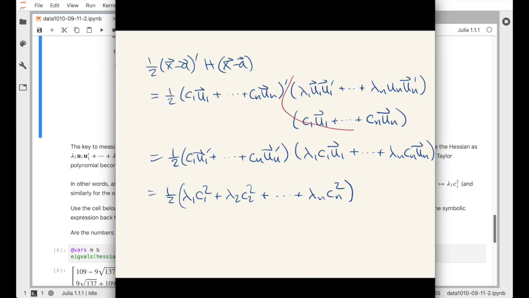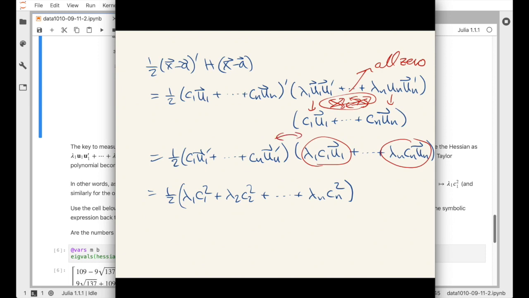When we multiply out this part, what's going to happen is that we're going to get this term from this product, and this term from this product, and similarly for all the ones in between, and then all of the cross terms are going to be 0. Anytime you have ui transpose times uj, where i and j are different, these are all going to be 0. And then similarly, when we distribute between these two factors, we end up with this expression.